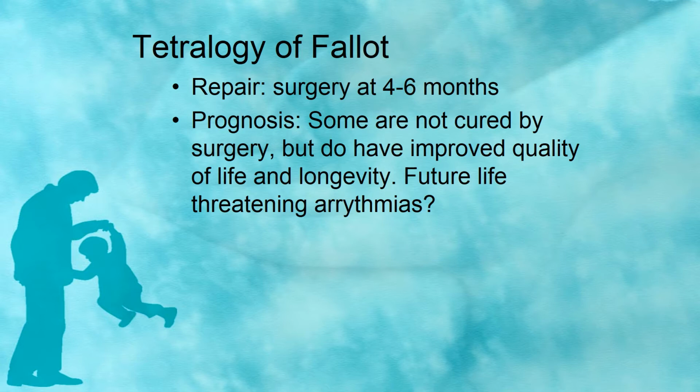Usually the first surgery is done between 4 to 6 months of age. However, some babies may have some palliative surgery done at 4 months or even prior to 4 months if there are TET spells, to allow the babies to have a little bit more time to grow before they start doing the big repairs. And not every single defect may be able to be fixed and cured by surgery either. However, the surgery will improve the quality of life and longevity. There are future life-threatening arrhythmias that are a possibility as well.